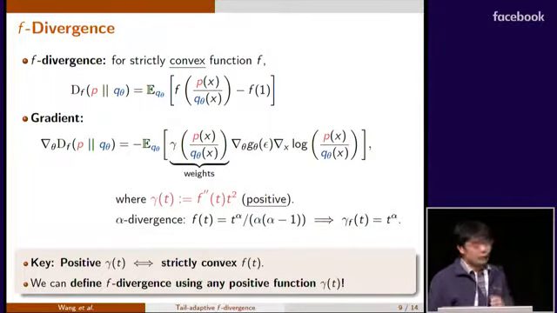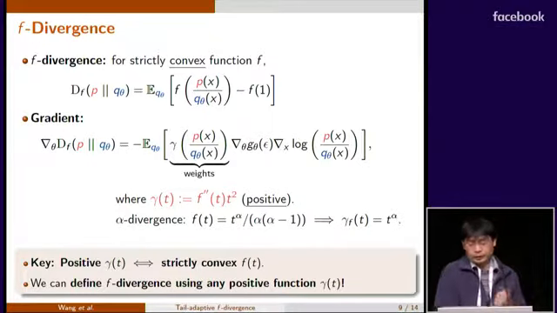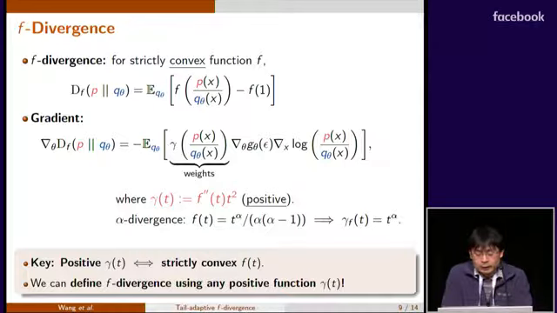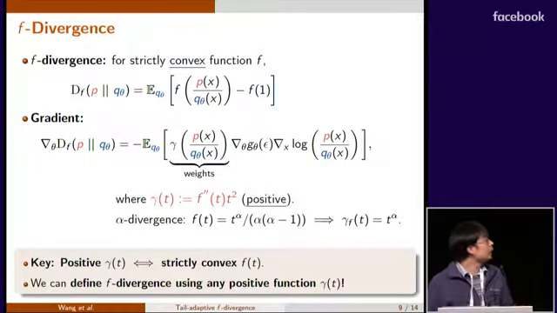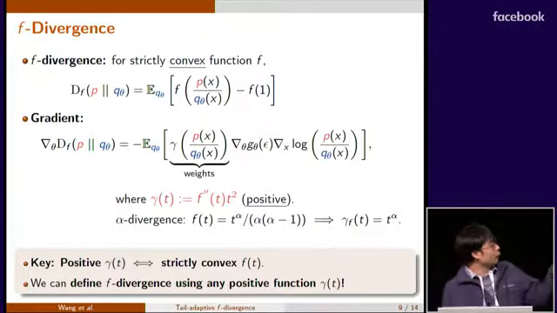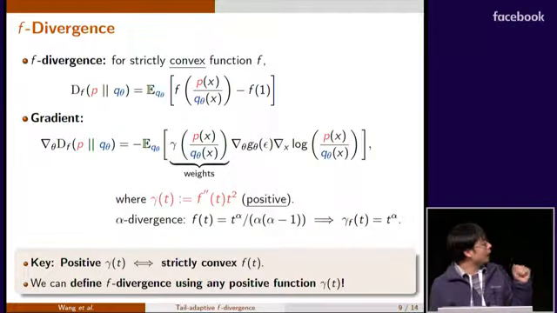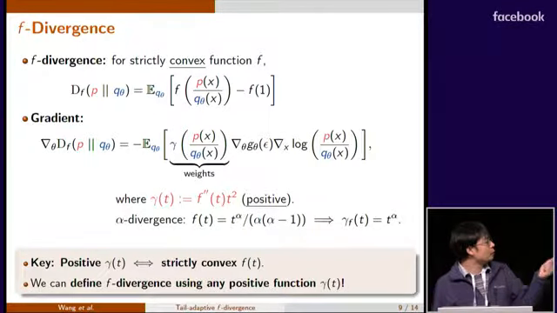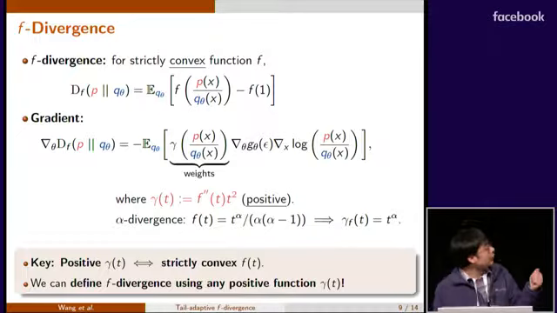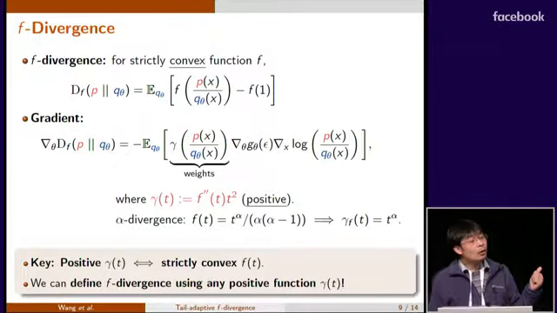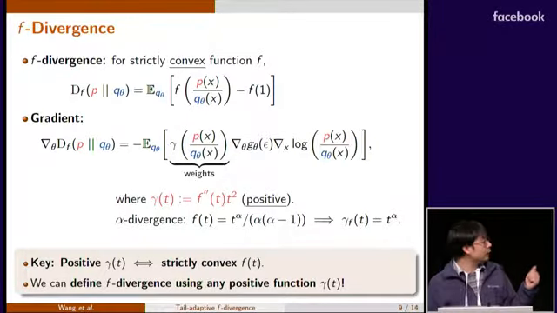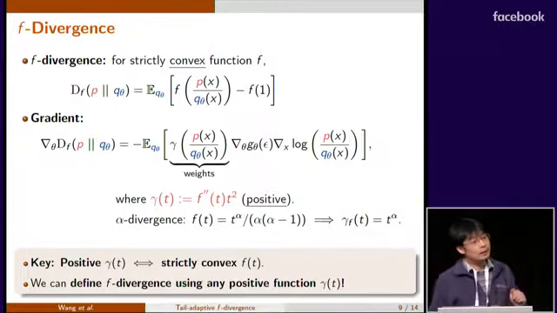By Jensen's inequality, you can easily show this is always larger than or equal to 0, and equal to 0 if and only if P equals Q. And we can also derive a very similar gradient formula. It turns out in this case, we replace the power function weights in alpha divergence with a gamma function. This gamma function is the second order derivative of the convex function, t times f double prime of t, times t squared. So it's always a positive function.